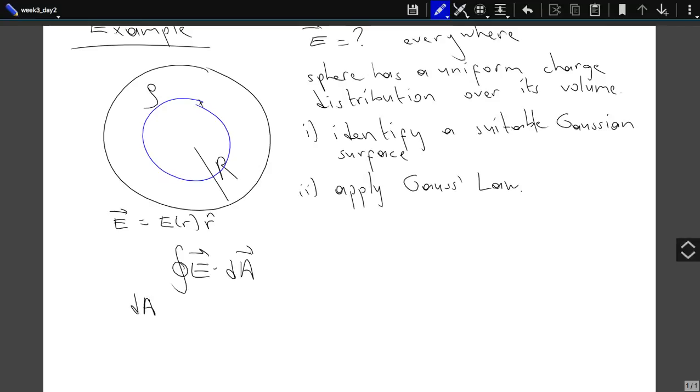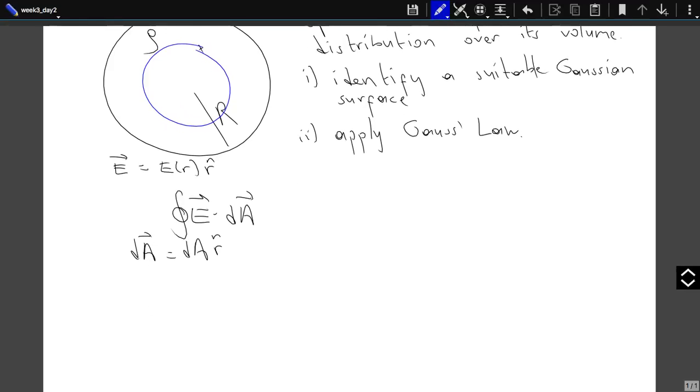Now, dA would be its magnitude in the radial direction because I chose a surface, a sphere. And so E dot dA would be the magnitude times dA. So this radius of my Gaussian sphere, let's just call it small r.